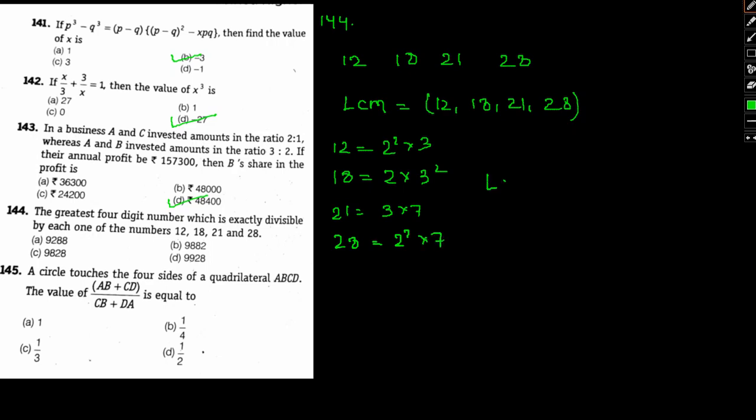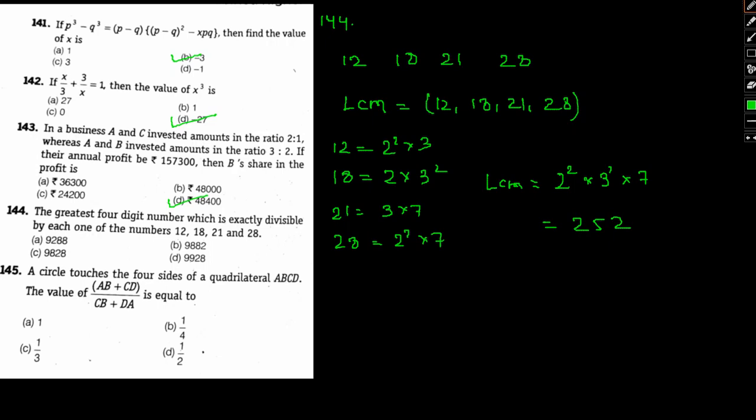Okay, so if we talk about the LCM, in this particular case, we take the highest power of each, so 2 square into 3 square into 7. So that would give 4 into 9, 36, 36 into 7, 252. Okay, so LCM comes out to be 252.